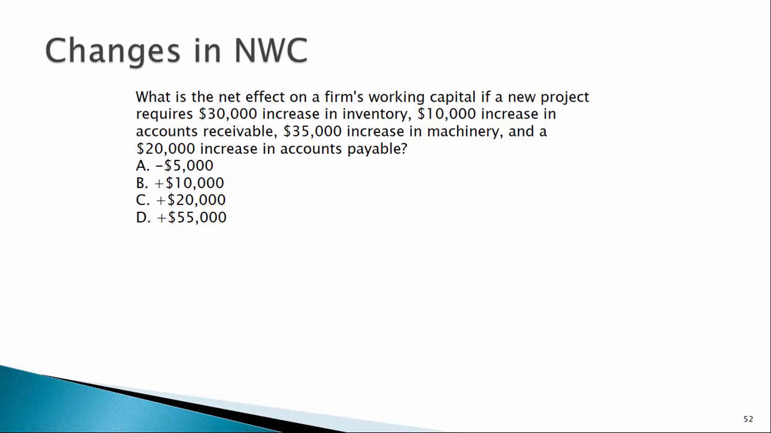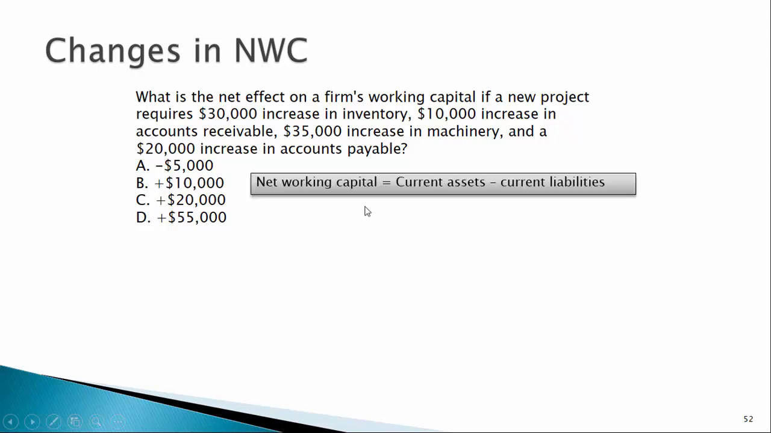Okay, so there's a question here about the net effect on a firm's working capital if you have a new project. When you look at how it's going to affect working capital, you say, well, I know that when I put this new project in place, I'm going to have to increase my inventory by a certain amount. My accounts receivable are going to go up a certain amount. I'm also going to have to buy new machinery, and I'm going to have a $20,000 increase in accounts payable, which is a liability. Right? And so we can walk through these.